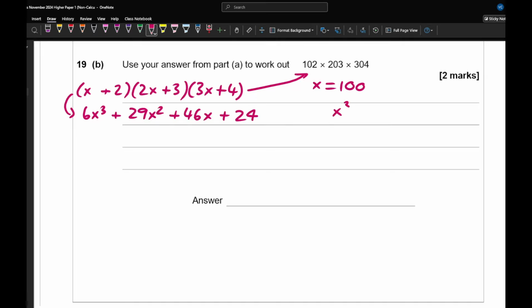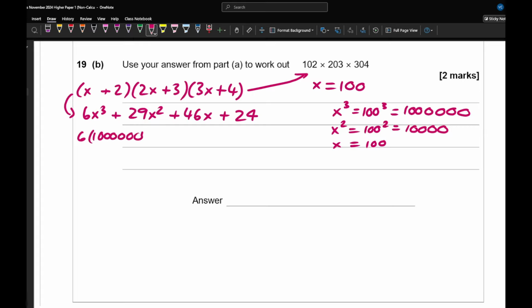Now x cubed is going to be 100 cubed, so that's 100 times 100 times 100, which is going to give us one with 6 zeros, and x squared is going to be 100 squared, so that's going to be 100 times 100, and x is just 100. So substituting those numbers in, I get 6 lots of 1 million, and I'm going to have 29 times 10,000 plus 46 times 100 plus 24.